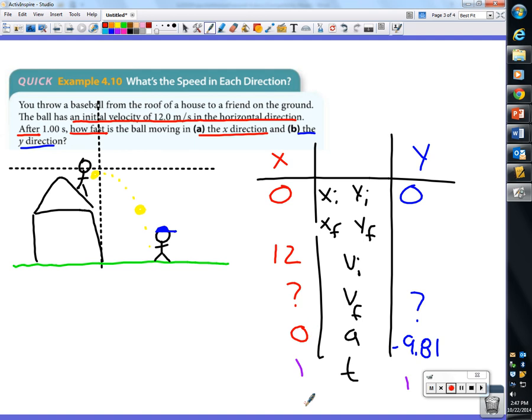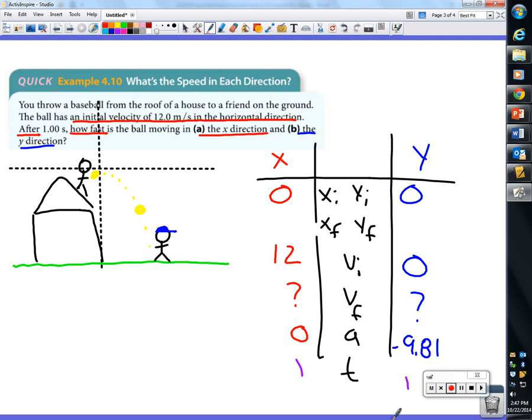That's 12. But if our initial velocity in the horizontal direction is 12, go right. That has to be 0. Okay? All right, good there. Okay? So, let's go about answering this question. Part A of this question is super easy.